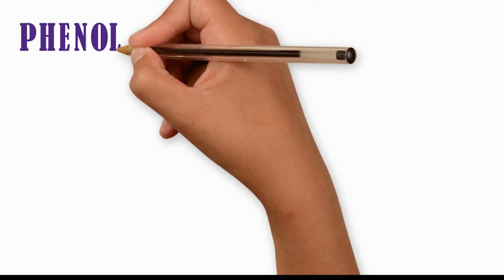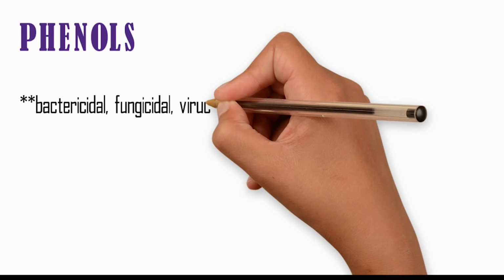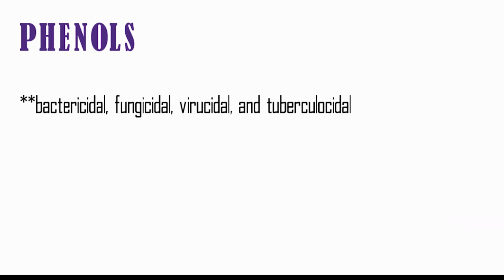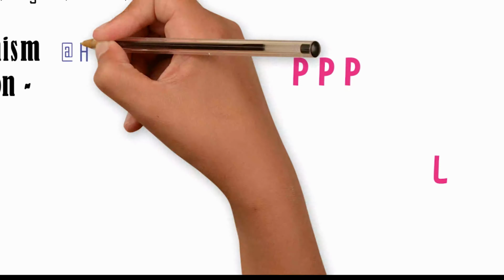Phenols. They have occupied a prominent place in the field of hospital disinfection since its initial use as a germicide by Lister. Lysol, Cresol, and OPP are most commonly used. To remember its mechanism of action, memorize the first and the last letter, that is P and L. 3 P's and 1 L.